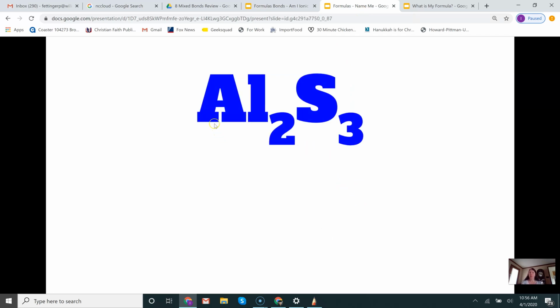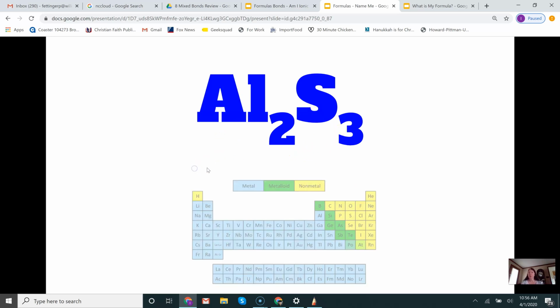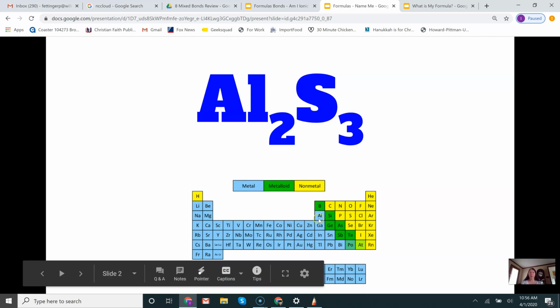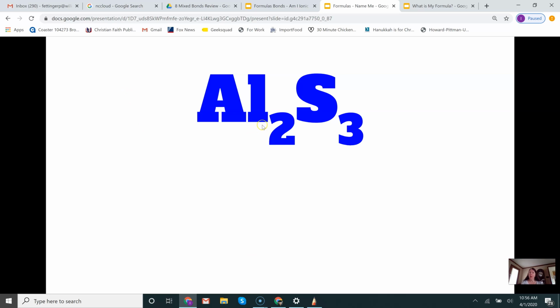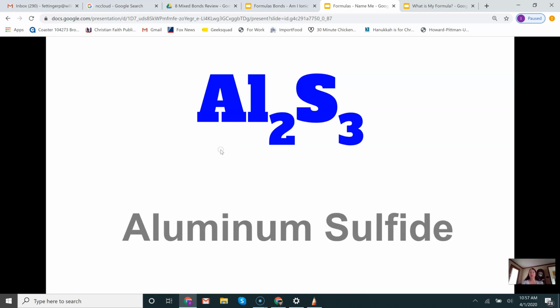So the first item is Al2S3. Okay, so we need to look at the periodic table, aluminum on the left, sulfur on the right. So we know we have an ionic bond. Okay, so when we have an ionic bond, what is the naming rule? Well, we just name the elements, but we change the ending of the second element to ide. So if we name Al, that's aluminum. The name of this symbol is sulfur, but we've got to change the ending to ide. So our answer would be aluminum sulfide.